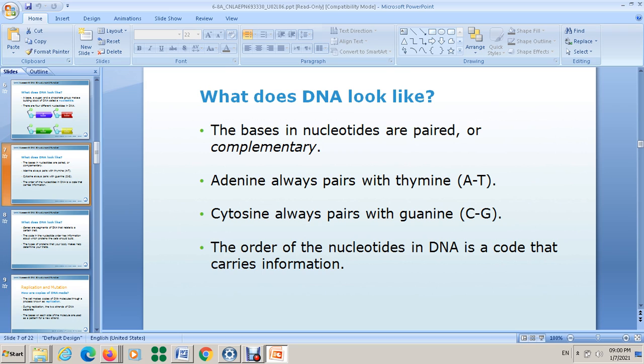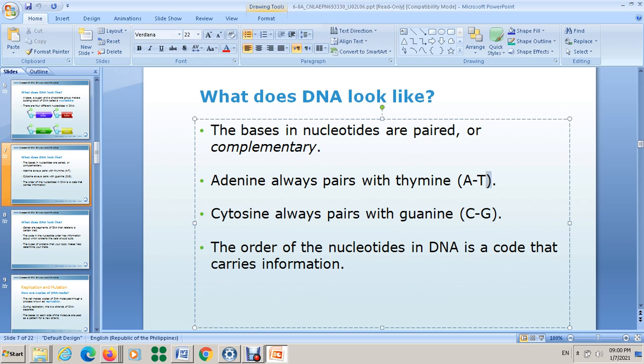So the bases in a nucleotide are paired, or complementary. We will look at them later. Actually, adenine always pairs with thymine. These rules are very important. Adenine always pairs with what? Thymine. Cytosine always pairs with guanine. So the order of nucleotides in the DNA is a code that carries information.